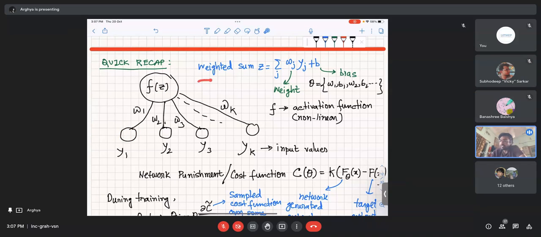So we have defined something like a weighted sum, which depends on the weights and the values of the y_i's. So that z was the sum of w_j y_j plus b. Sometimes I use this w. Normally people use omega as weight. I just use omega or w interchangeably. So if you have any problem, let me know.